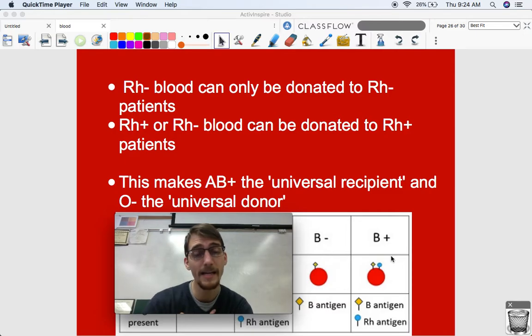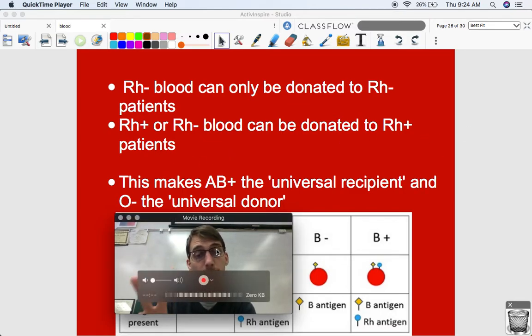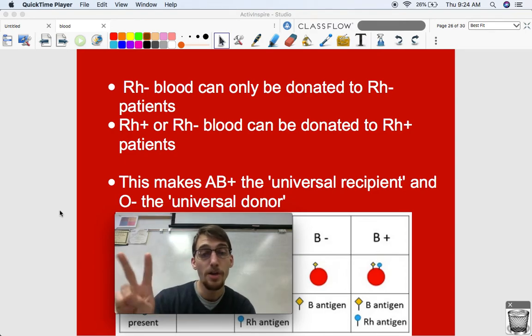So that means if I need a lot of blood, since I'm B positive, I can receive B negative blood, or I can receive B positive blood. So if you're negative, you can't receive from as many individuals as you could if you were positive. That brings us to the two blood types you've heard of before, the universal recipient and the universal donor.